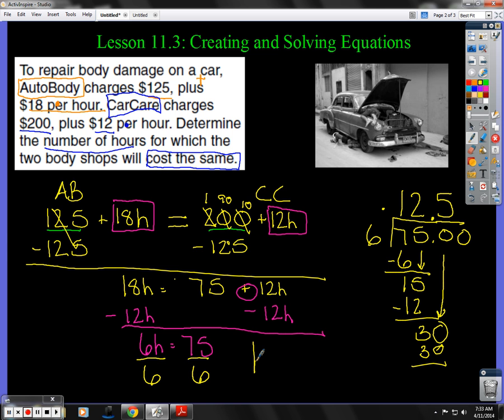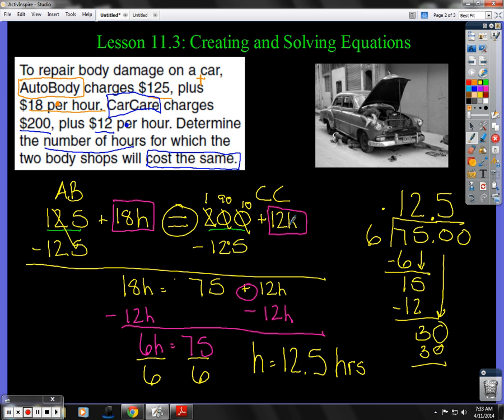H is equal to 12 and a half. But wait a minute, what is this 12 and a half labeled? What does it even answer? Oh, it's the 12 and a half hours I leave my car there, that's when these two places, their prices are even with each other. They will be equal to each other.